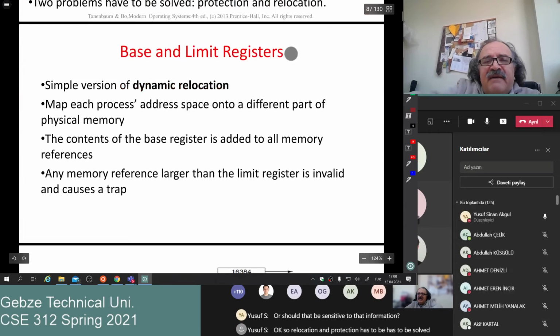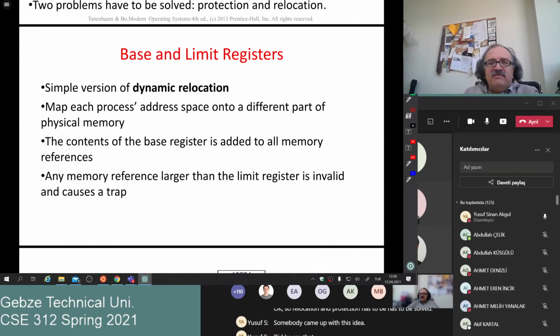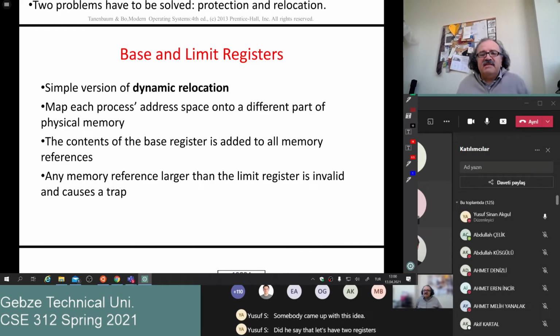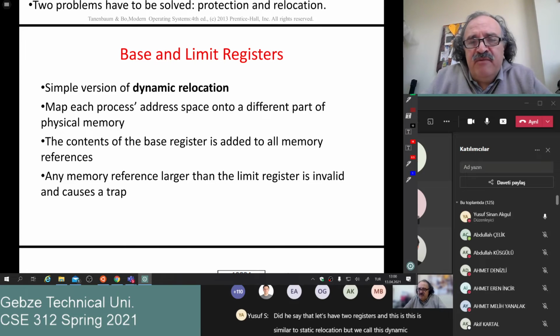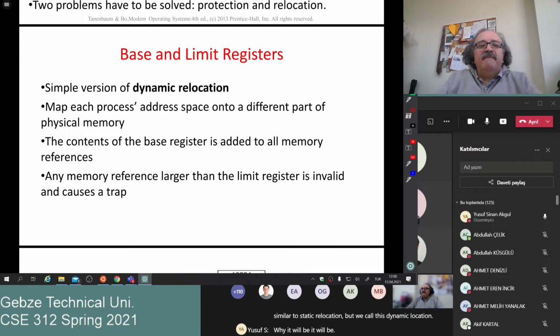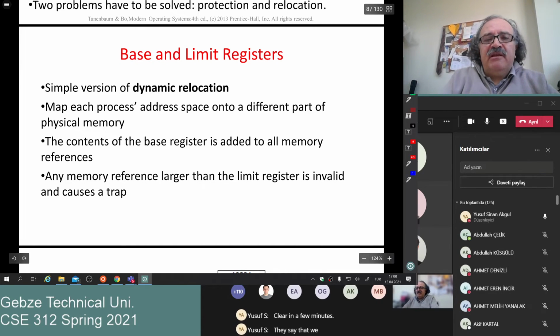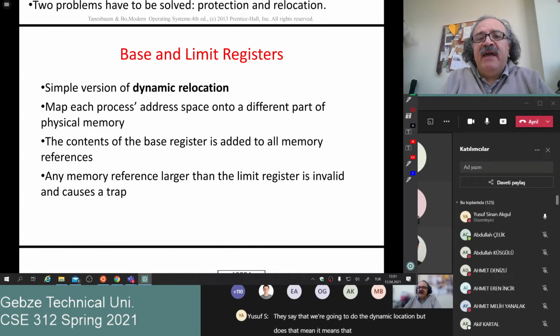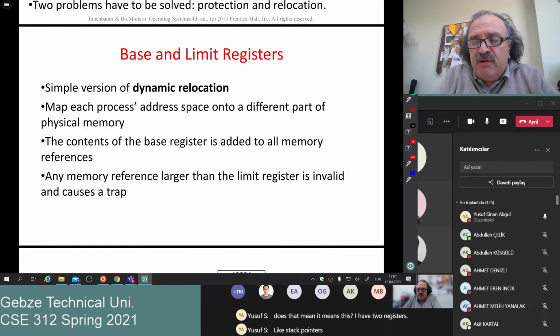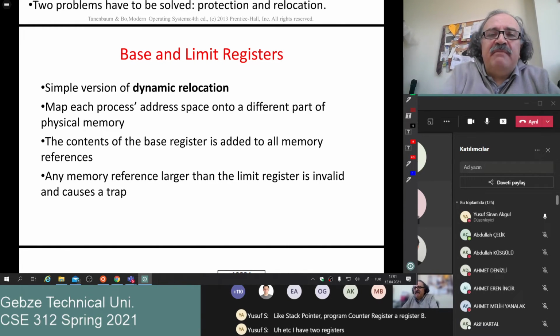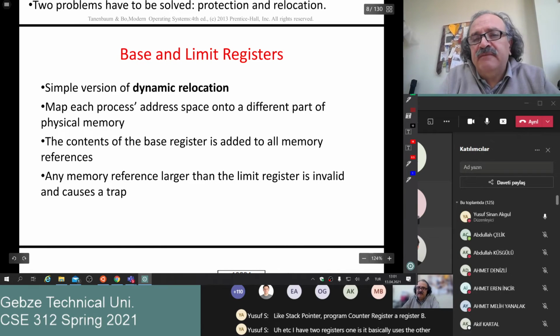Somebody came up with this idea. They say, let's have 2 registers, and this is similar to static relocation, but we call this dynamic relocation. Why? It will be clear in a few minutes. What does that mean? It means this: I have 2 registers, like the stack pointer, program counter, register A, register B, etc. One is a base register, the other one is the limit register.